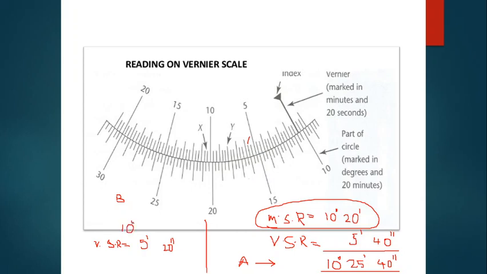But if you look into vernier B, it is actually 180 degrees apart from vernier A. That means it must be 190 degrees on the main scale, but you do not consider 190 degrees, you consider the same 10 degrees 20 minutes. Now the total reading will be 10 degrees 25 minutes and 20 seconds. So this is the final reading or total reading at vernier B. Now what we have to do is take the average of these two, vernier A and B.